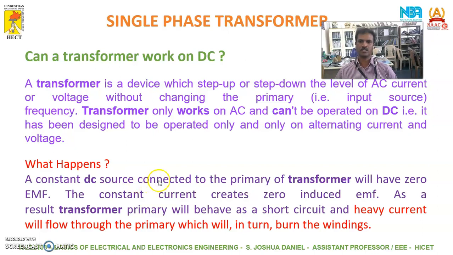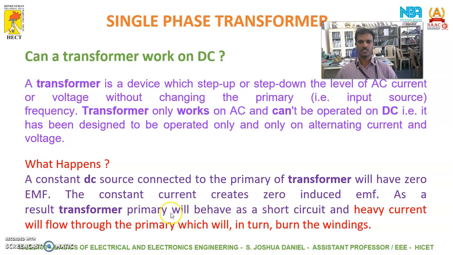Because it is designed only for AC. Why is it designed only for AC? Since it works on the principle of electromagnetic induction, there should be a change of flux, right? So change of flux is taking place only in the case of AC supply. So what happens if we give a DC? If we give a DC, there is constant current which creates a zero induced EMF.